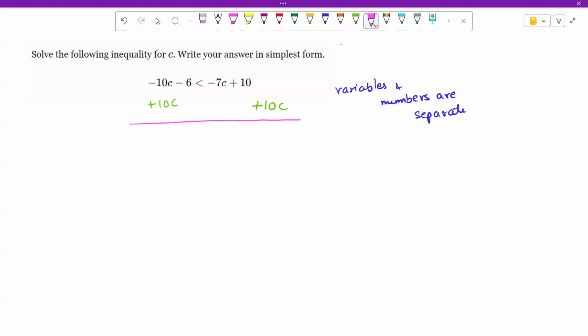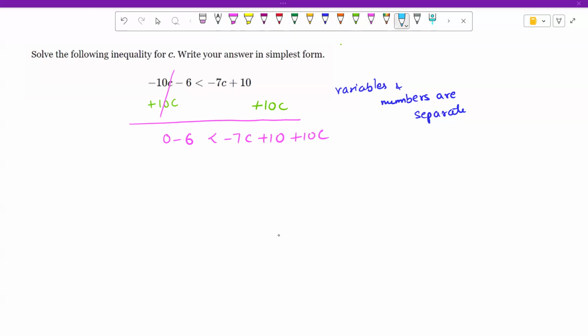Then this gets cancelled. This is a 0. Minus C less than minus 7C plus 10. Let's say we don't know where to put the 10C. We just write it plus 10C. Any question up till this point?